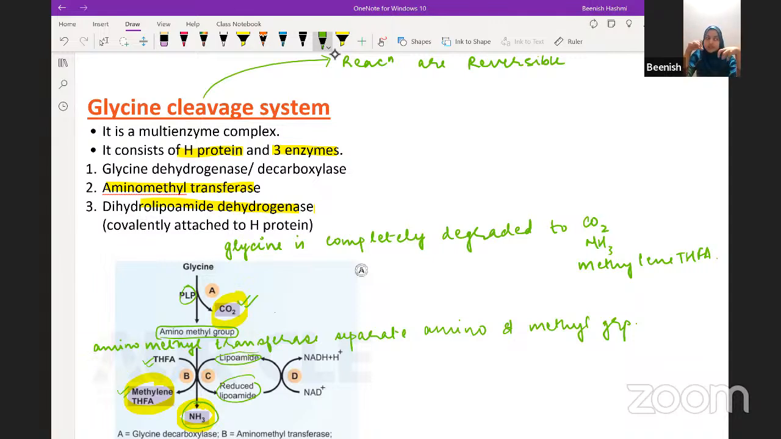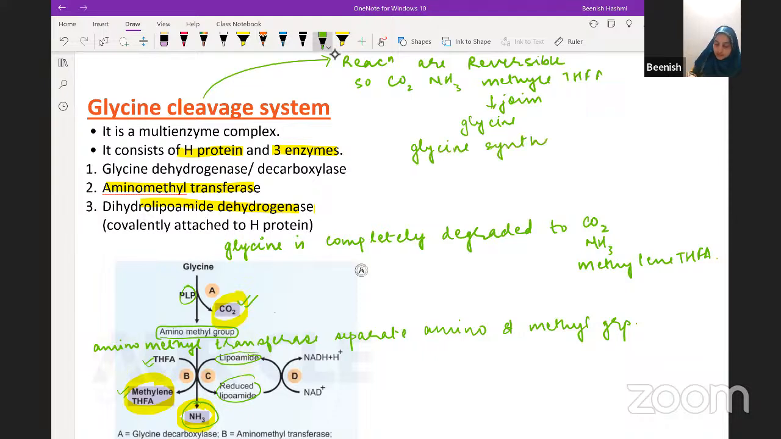Now I'm saying that all these reactions are completely reversible. So when carbon dioxide, ammonia, and methylene tetrahydrofolic acid all join together to form glycine, it is known as the glycine synthase system. Very simple.